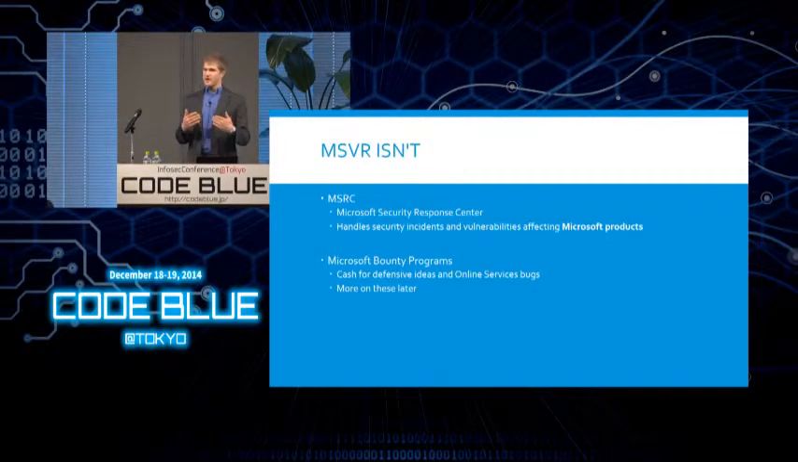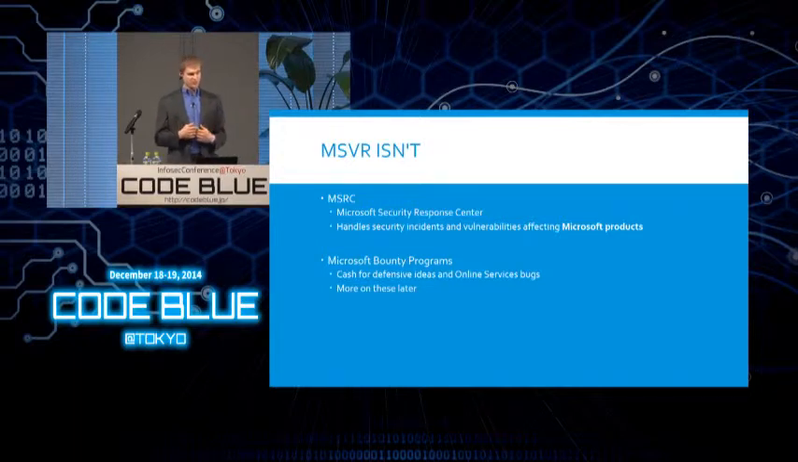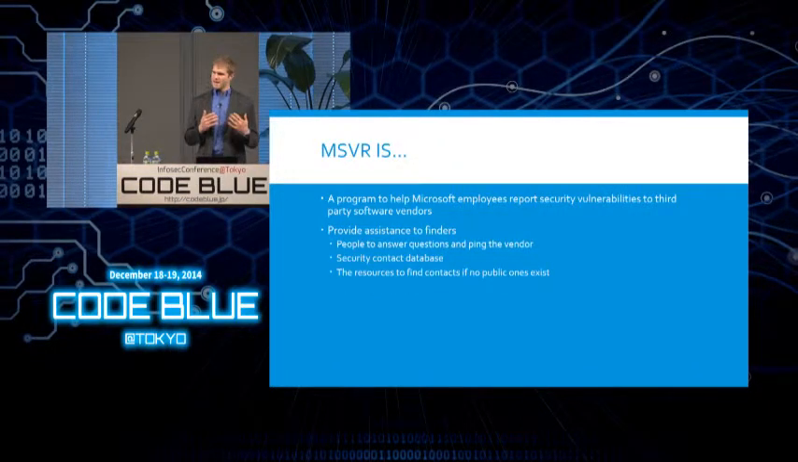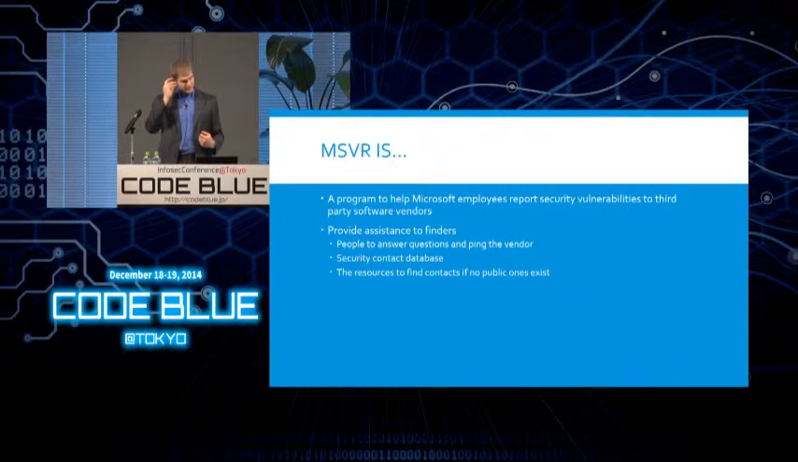This is distinct from the Microsoft Security Response Center, although it's part of the MSRC. And the MSRC handles problems with our own products. MSVR deals with problems in other people's products. And it's also not the same as Microsoft's bounty program. We'll talk more about bounties in a moment. At its core, MSVR is a program to help Microsoft employees report security vulnerabilities in third-party products.